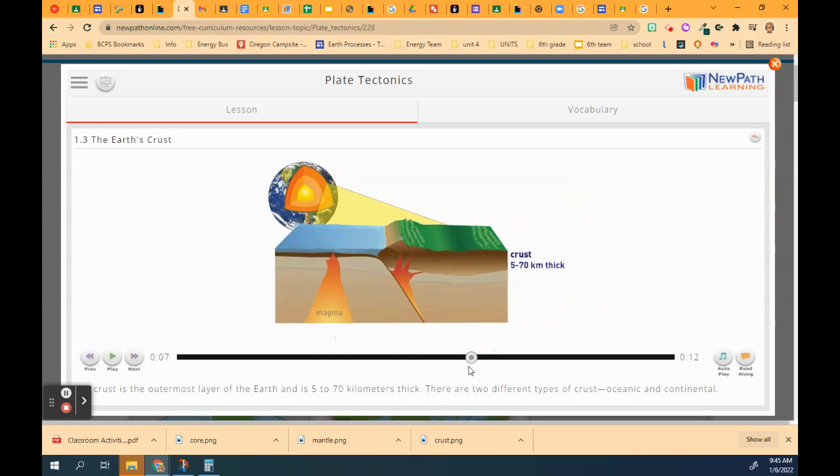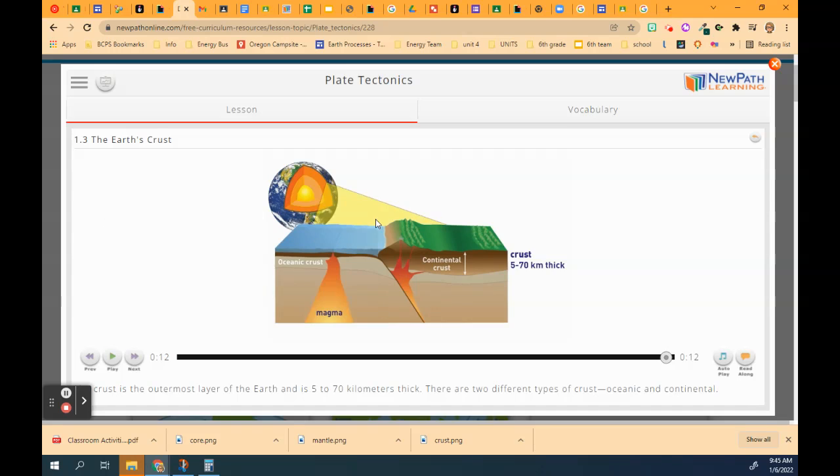It's composed of the oceanic crust, which you see right here under the ocean. And that is very dense. It's very, very heavy. And to me, it's really weird because it's thin. So I think, oh, it's probably really light. It's not. It's really, really thick. And then you've got this other crust. It's called the continental crust. So the crust is divided into the oceanic crust and the continental crust.